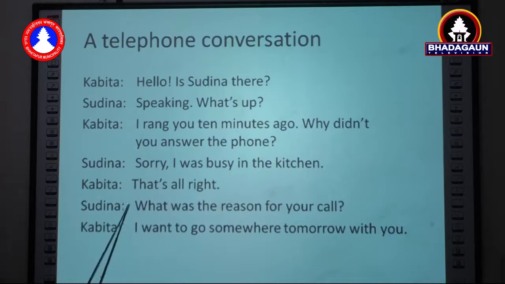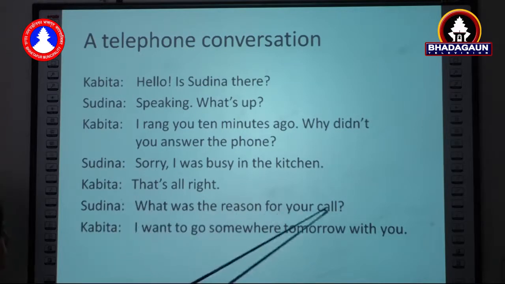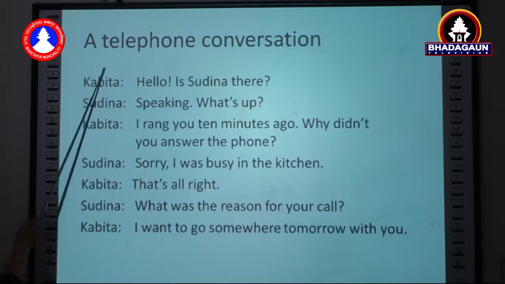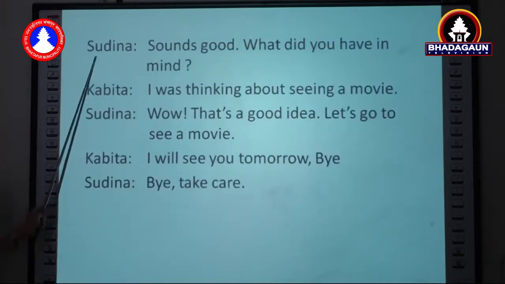Sadena says, what was the reason for your call? Now slowly Sadena is taking the matter to the situation. They are planning something in the telephone conversation. Now slowly they are moving towards the situation or the content. So it seems very natural. Sadena says, what was the reason for your call? Kavita says, I want to go somewhere tomorrow with you. So you can say 1 exchange, 2 exchanges, 3 exchanges, and Kavita and Sadena 4 exchanges.